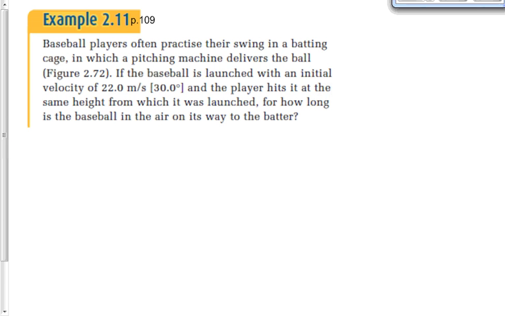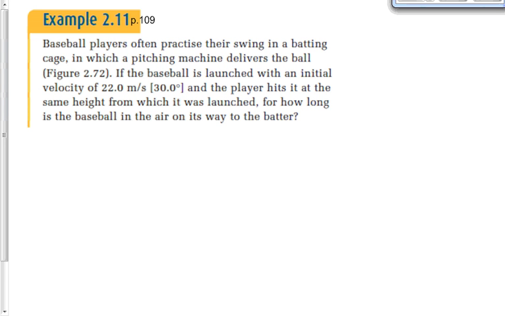All right, a real example here now, guys. This one on page 109 says, baseball players often practice their swing in a batting cage in which a pitching machine delivers the ball. The baseball is launched with an initial velocity of 22 meters per second at 30 degrees, and the player hits it at the same height from which it was launched. For how long is the baseball in the air on its way to the batter?